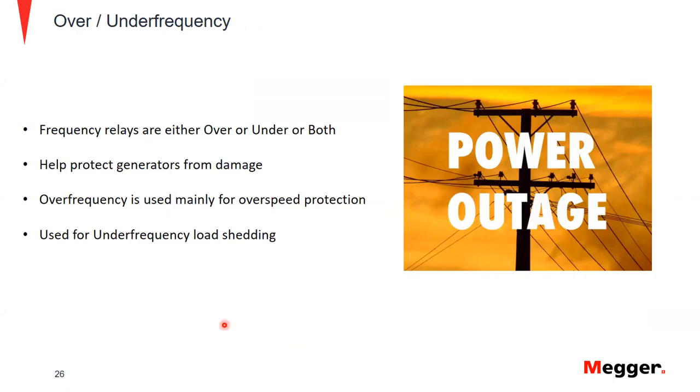Okay, so frequency is a reliable indicator of an overload condition. The frequency relays are either over or under, or they can be both. So a relay can have both settings. They also help protect the generators from damage. They're protecting the system. We want to make sure that everybody still has power and can still do things. We definitely don't want hospitals going down. We don't want industrial plants going down, and we definitely have to make sure that we protect the generators from frequency issues.